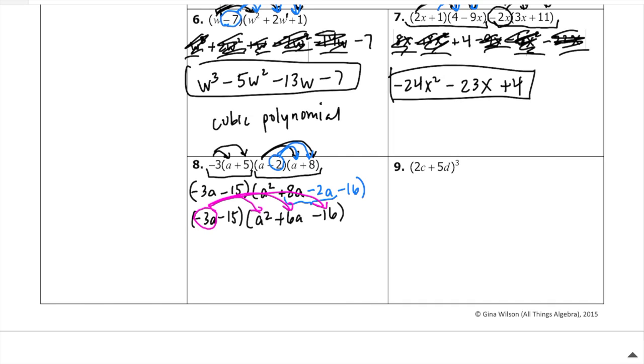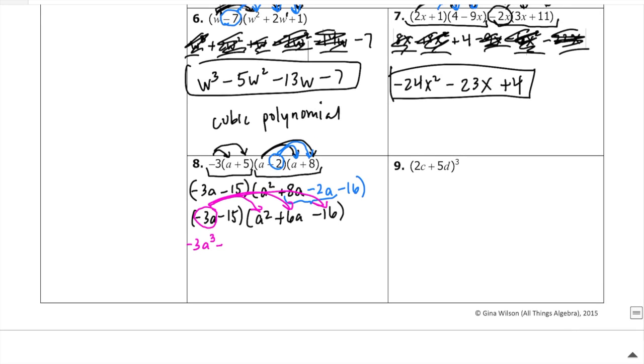Okay? So I have negative 3a times a squared. That will be a negative 3a to the third, because a to the first times a to the second, we add the exponents again, like I said before, give me the third. Negative 3a times 6a will give me a negative 18a squared. And negative 3a times negative 16 will give me a 48a.